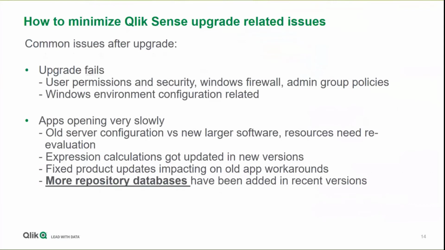Some other issues that people come across during the upgrade is that halfway through, the upgrade fails due to security. 90% of this is security and group policies when the upgrade fails. 10% is related to Windows environment and configuration. Could be .NET version not up to date, or could be some conflicting exe running on the server, conflicting with the installer process. But most of the time, it's security when the upgrade fails.